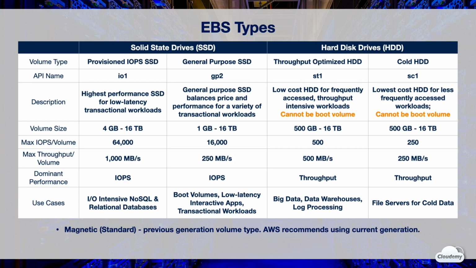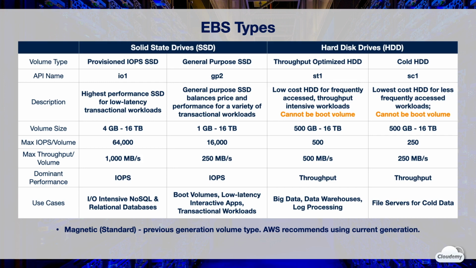Provisioned IOPS SSD or IO1 volume is the highest performance SSD storage. Each provisioned IOPS SSD volume can provide 64,000 maximum IOPS, and 1000 megabytes per second maximum throughput. It's ideal for mission-critical and low-latency workloads, and IO-intensive NoSQL and relational databases, such as Cassandra, MongoDB, MySQL, and Oracle databases.